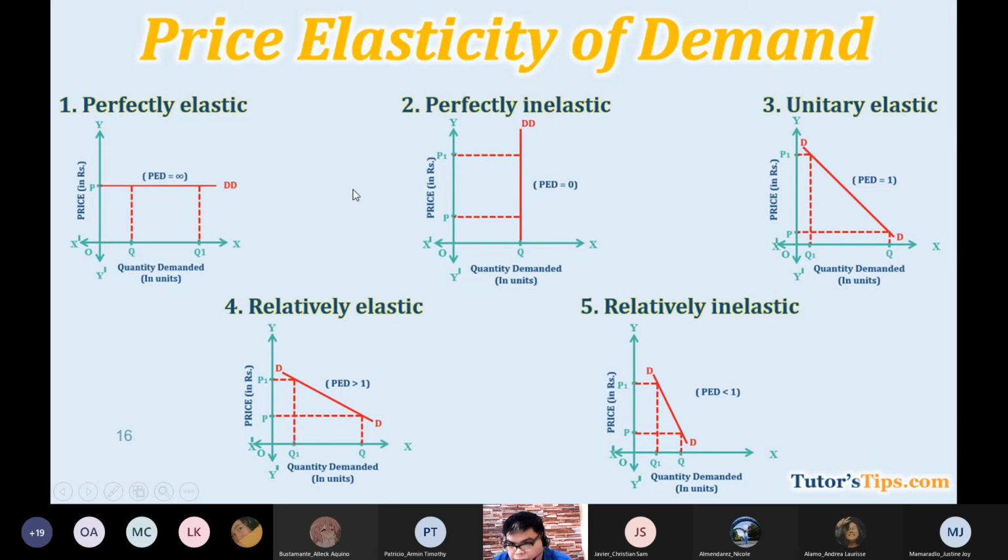And number 5 is perfectly elastic. Ito yung parang pinaka-ideal form. Here, this is when E equals infinity. So ito yung si Thanos, he has the infinity stones. Here, a very small change in price causes the quantity demand to become zero or infinity. So, usually constant pa rin. Small change in price.